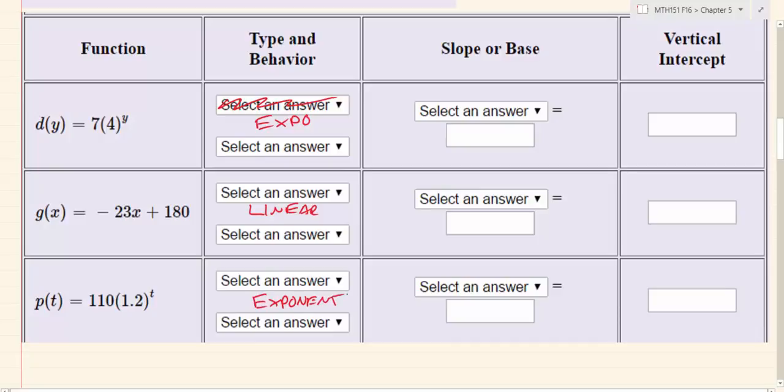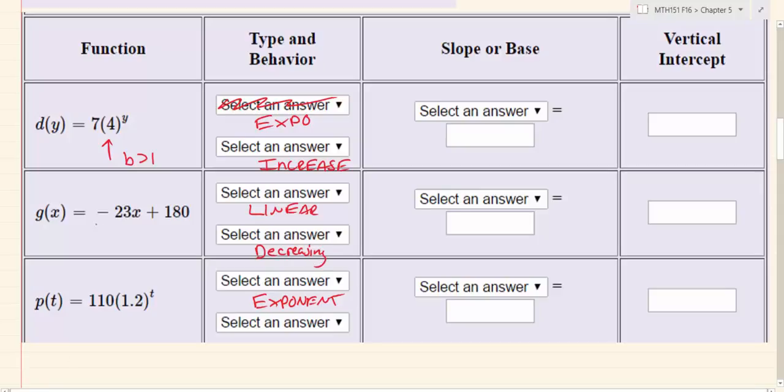The second drop-down menu asks, is the function increasing or is it decreasing? And so when you look at the first function, is that function increasing or decreasing? Yeah, it's increasing. And how do you know it's increasing? Because b is greater than 1. That base is greater than 1. So that means this function, that first function, is exponential growth. The next one, function g, that's linear and that's decreasing.